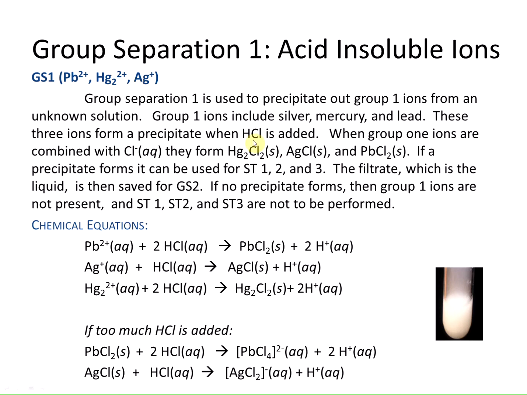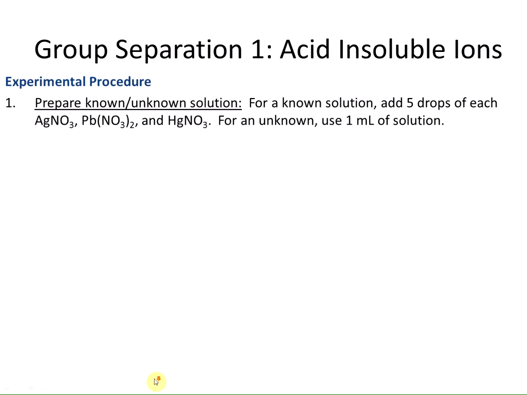Now you have to be careful when you're doing your group 1 separation. You do not want to add too much hydrochloric acid, because if you add too much hydrochloric acid, you may form this tetrachloro lead complex or this silver complex with 2 chloro ligands. And both of those are anionic species. Charged species typically dissolve well in water, and so your solid may redissolve as these new complex ions. So don't add too much HCl, because you'll actually dissolve the ions that you thought you were precipitating.